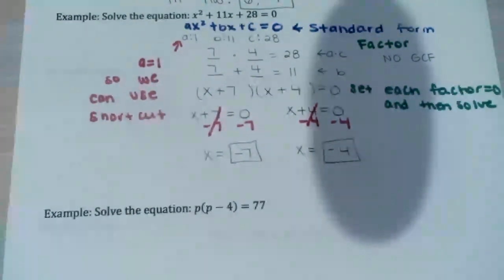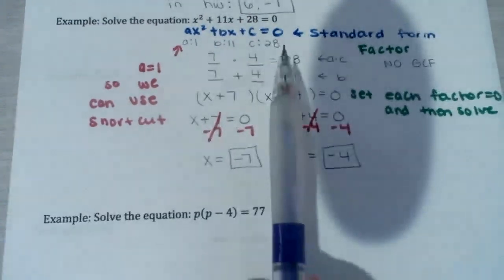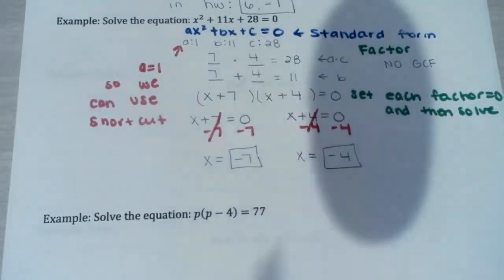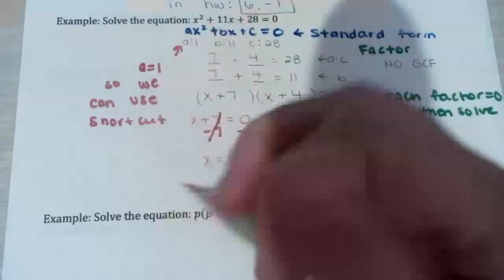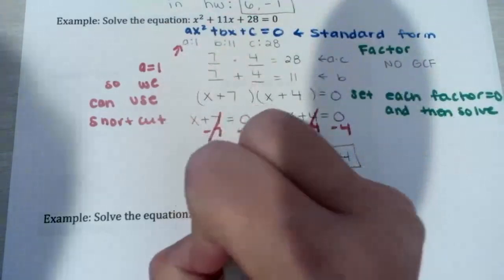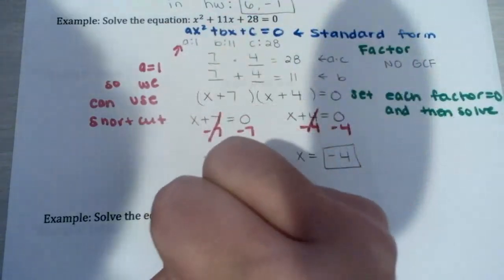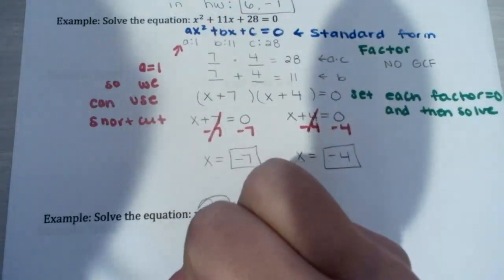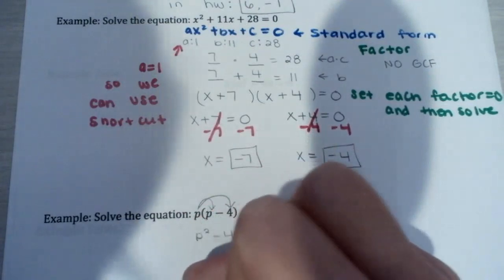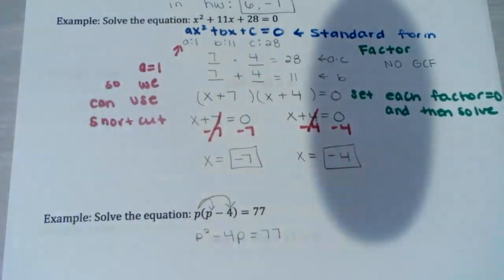Solve the equation p times p minus 4 equals 77. So look, this is not in standard form, ax squared plus bx plus c equals 0. It's not set to 0. So we have to put it in standard form. So let's distribute this p. P times p would give us p squared. P times negative 4 would give us negative 4p equals 77.